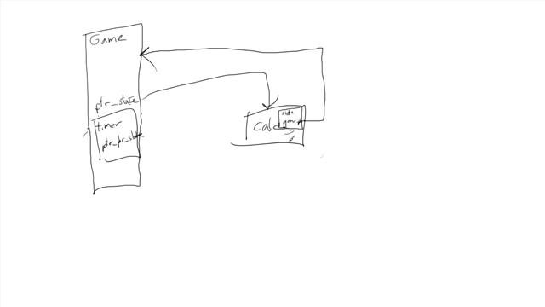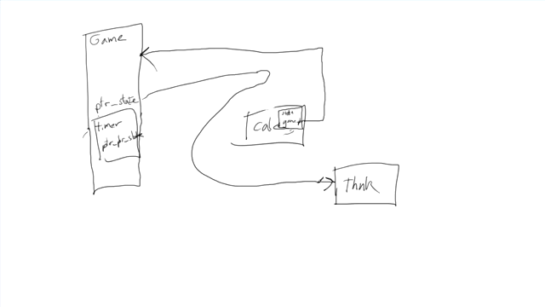So calc has to create a new state, call it think, and then it has to change this pointer here to point to the new state. And in order to be able to change that pointer, it needs access, it needs a reference to the game object. So that's why we have this.